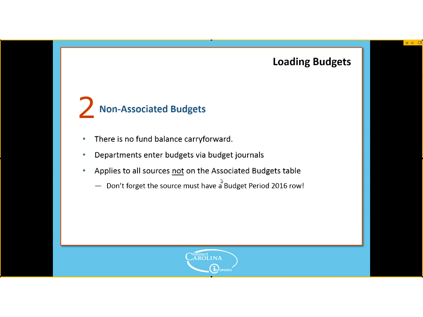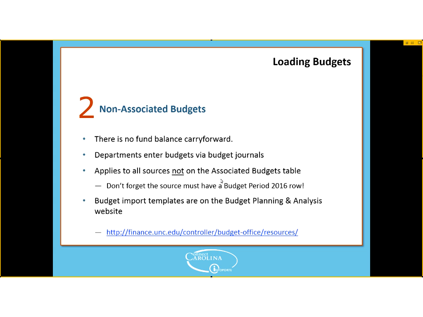So right off the bat, we know this applies to athletics, this applies to the student affairs sources, this applies to UNC faculty physicians, but it also applies to many, many other hundreds, probably even thousands of sources. Lots and lots of sources are not associated, all right? So for those that are not, you will need to enter your own budgets. This is the same process that we followed last year, not any different at all than last year.